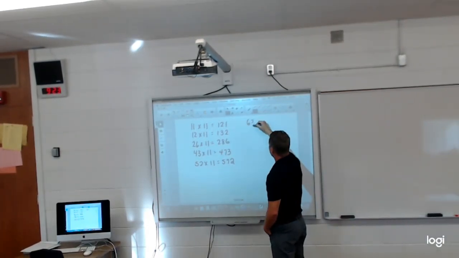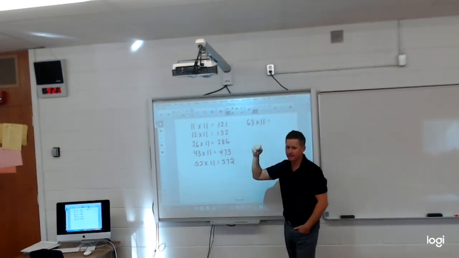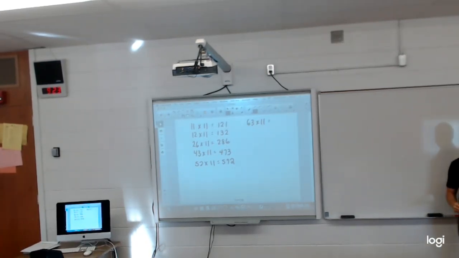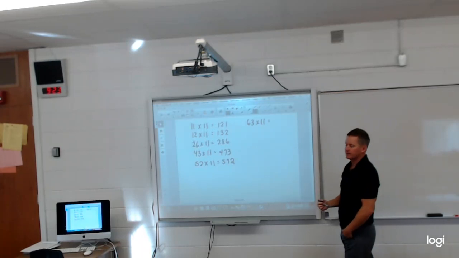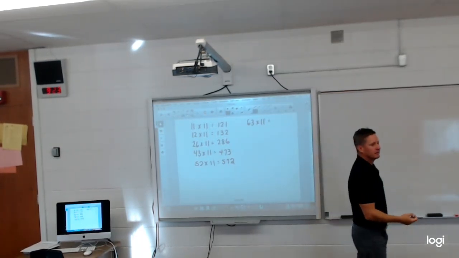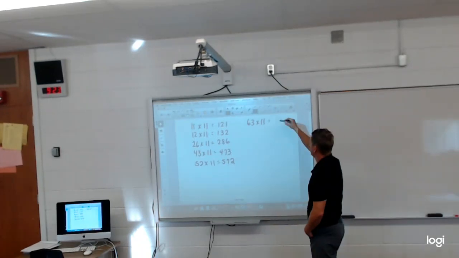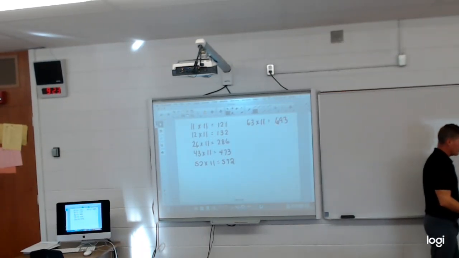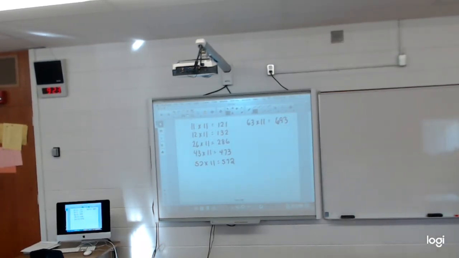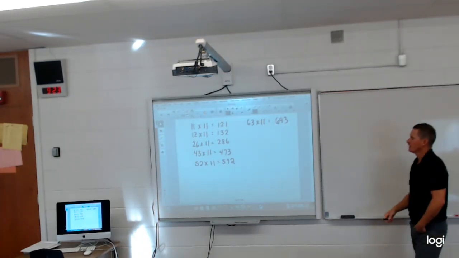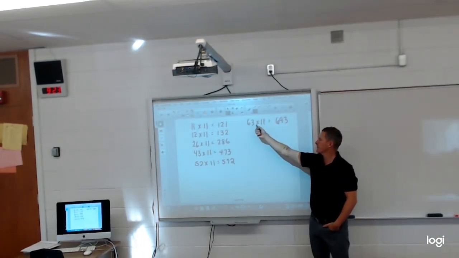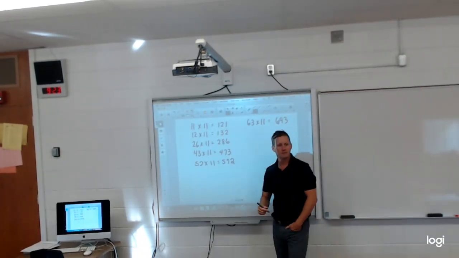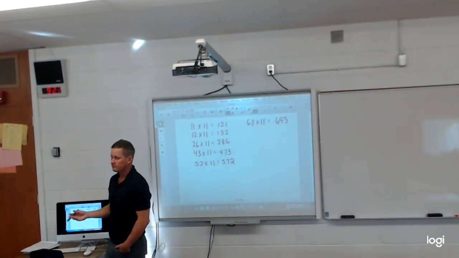Well, what about when you get larger numbers? Just wait. 63 times 11. 693. Pattern. Explain it, Ella. 6 first, and then 6 plus 3 is 9, and then the 3 again. That's right. There's your first number, there's your last number, and the sum of them is your middle number. Seems to be working, right? Okay?